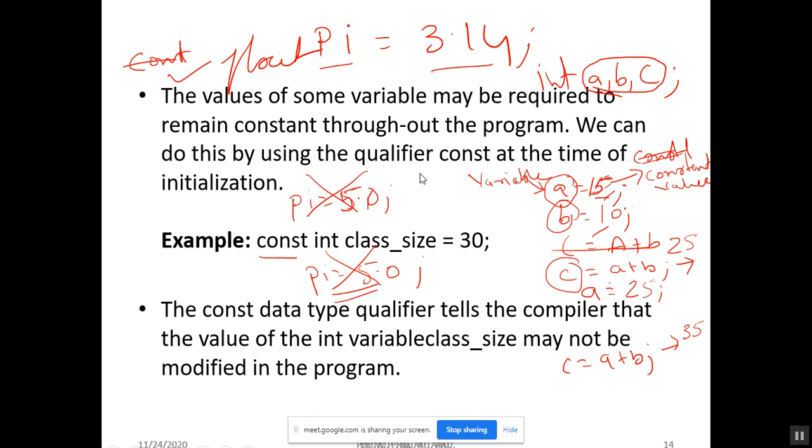We can do this by using the qualifier constant at the time of initialization. The values of some variables may be required to remain constant.